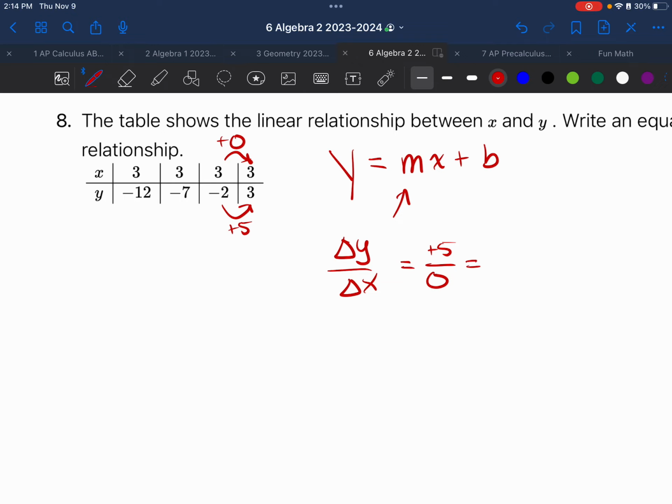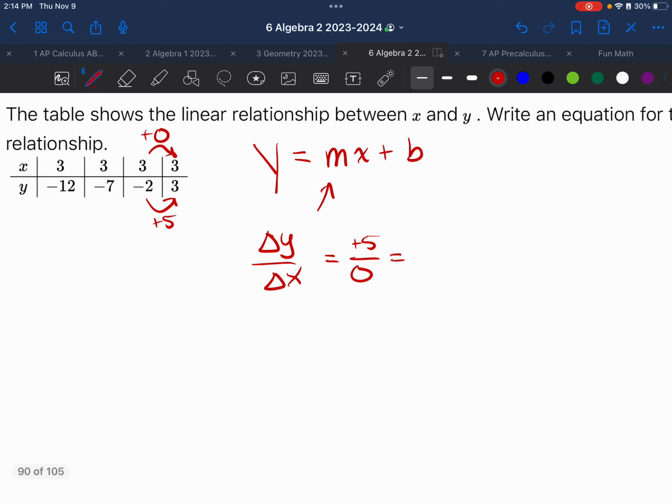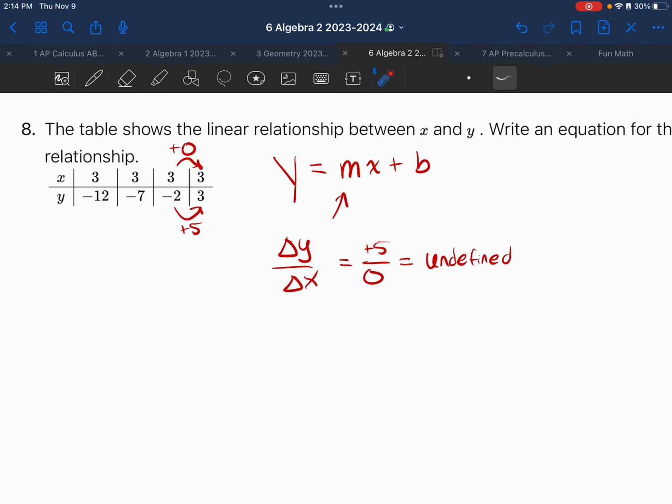All right, 5 divided by 0. Wait a second here. We can't ever divide by 0. Whenever we divide by 0, that's like infinity. That's undefined. Okay, well, that means I can't do any sort of y equals mx plus b. If I'm undefined, that means I have a slope that's basically infinity. That means I have a vertical line. So this is a vertical line.